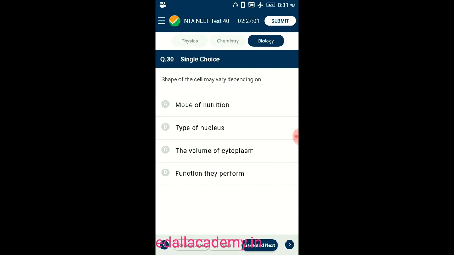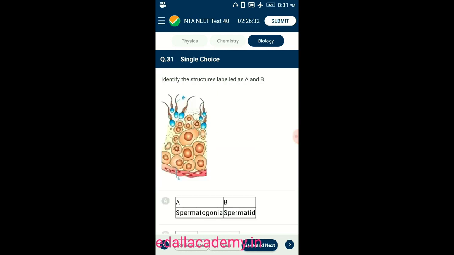Question number 30. Shape of the cell may depend on. Different cells have different shapes. The shape of the cell is variable and it depends on the functions performed by the cell. So the answer for this question is option D, form. Option D. Question number 31.